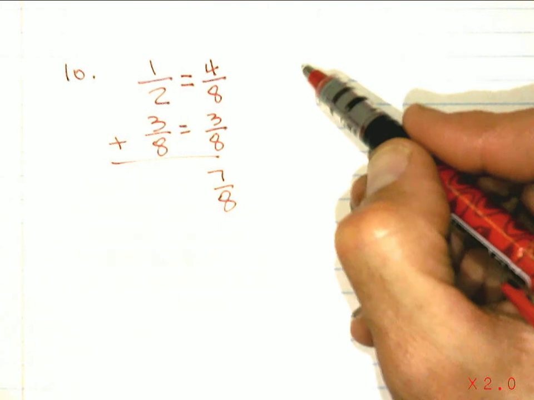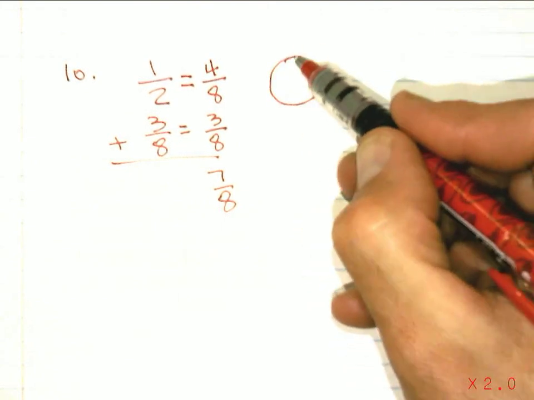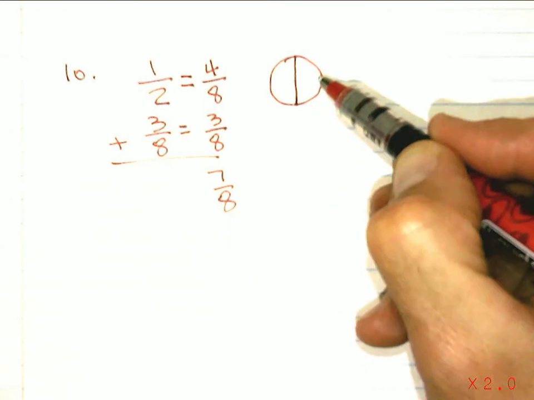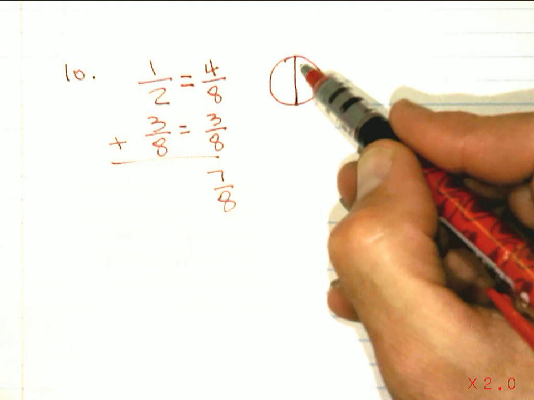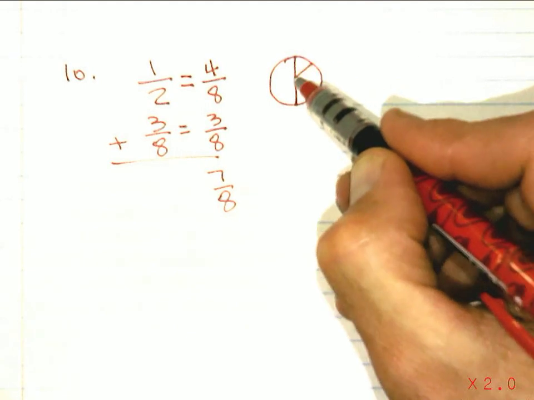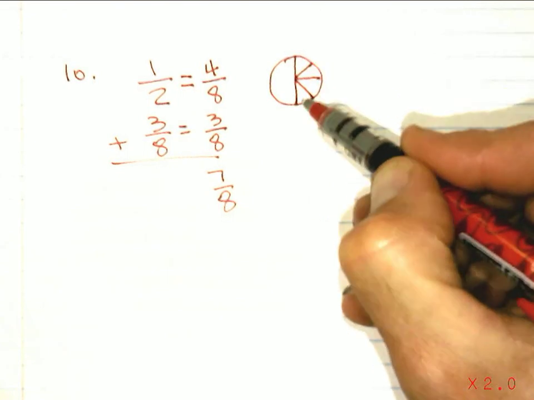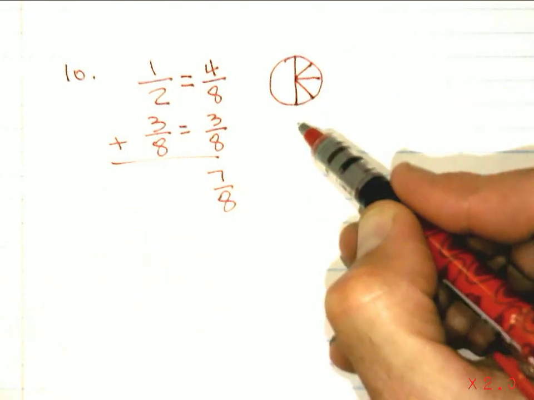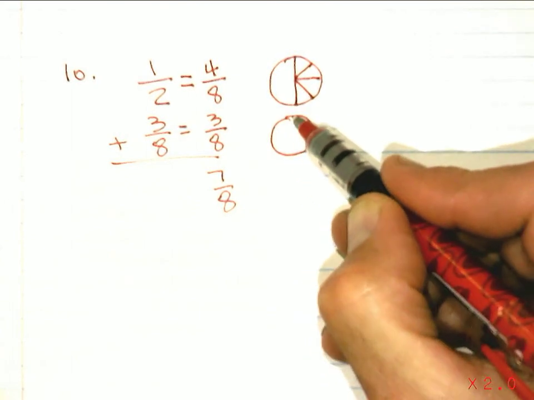And if you need a little bit better picture of that, if I were to draw a circle and think of the 1/2, but I were to actually cut this into 8 pieces, so there's a half, and so I'm going to actually cut this into 4/8. So there's 4/8, and this one down here on the bottom is 3 of those eighths.